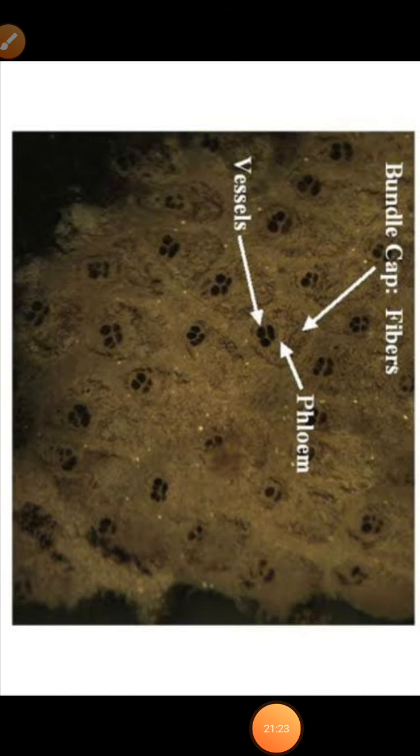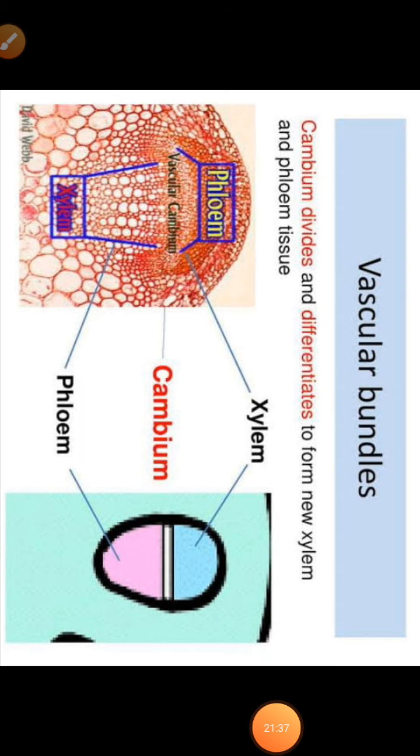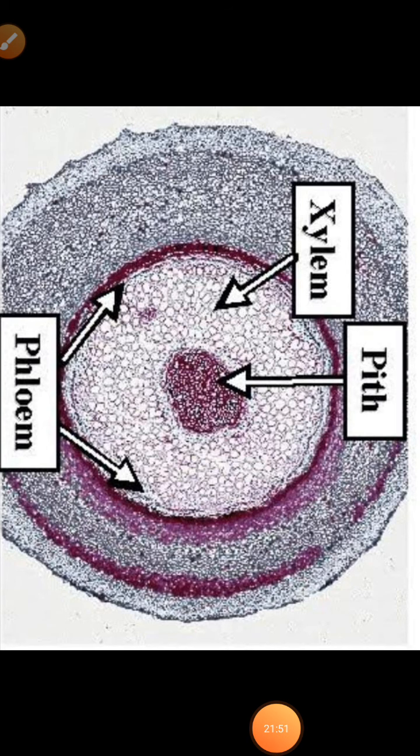My dears, important to mark. What is bundle cap? There is a patch of hard sclerenchyma tissue outside to the phloem of vascular bundle, called bundle cap. Vascular bundles are conjoined, collateral, endarch, and open. They are arranged in the form of ring around the pith. Last one is pith. The large central parenchymatous zone with intercellular space is called pith. It helps in the storage of food materials.